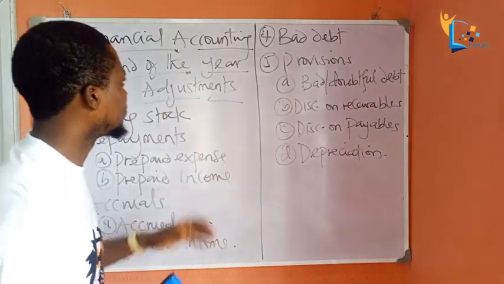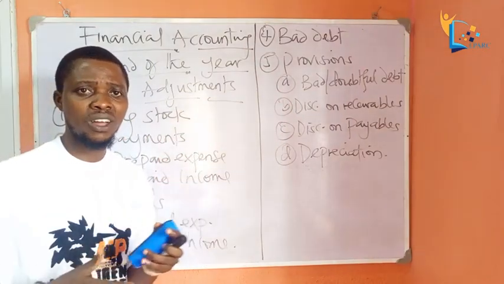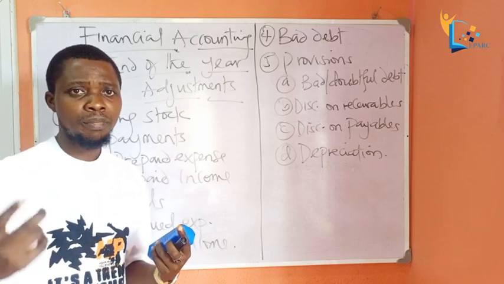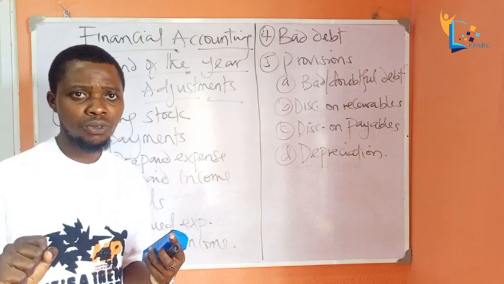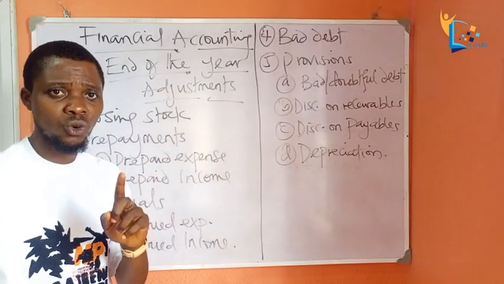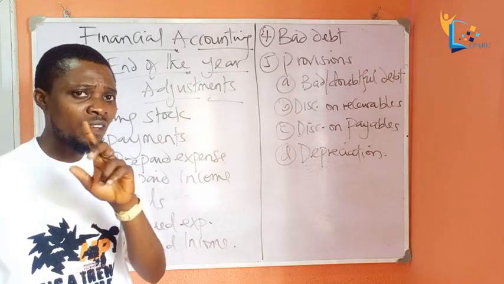Okay, number one here is closing stock. When we say closing stock, these are stock that remain unsold after the trial balance must have been drawn up, and you will always see them in additional information. So this is how you treat them.